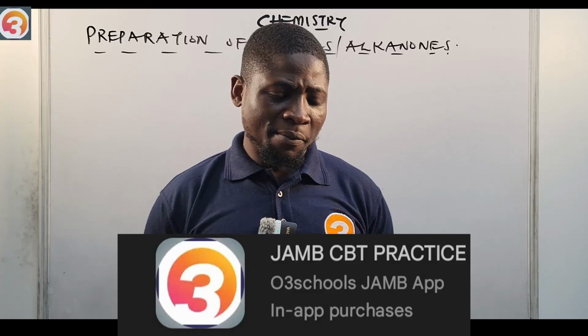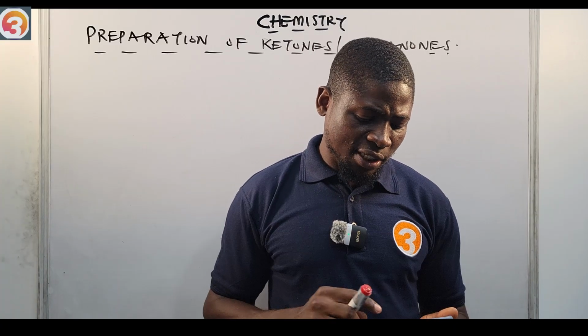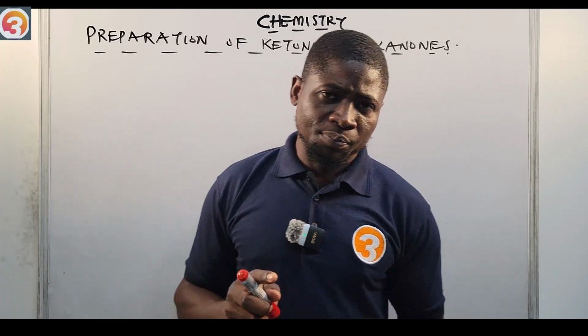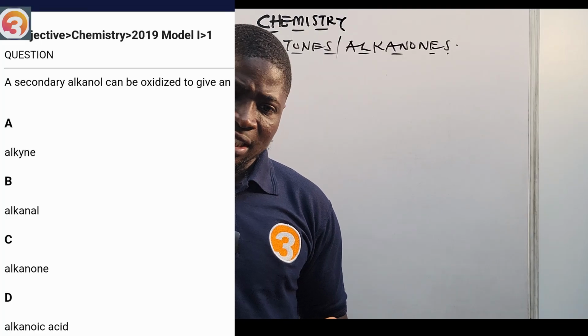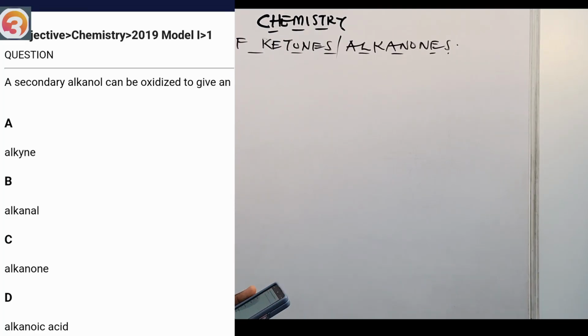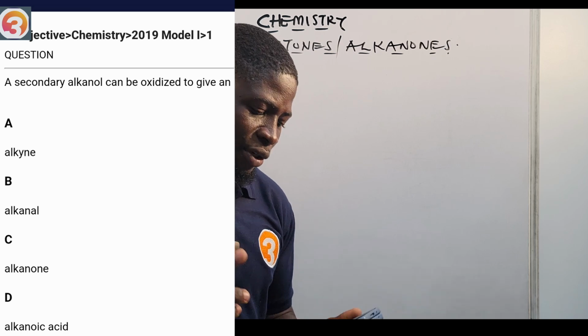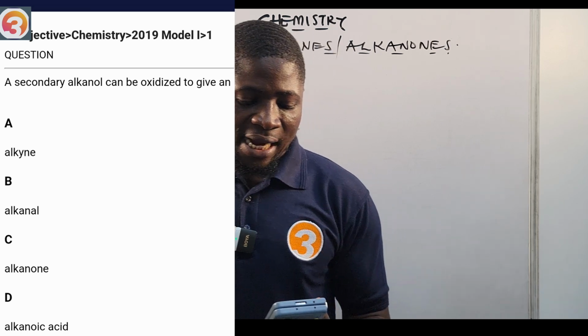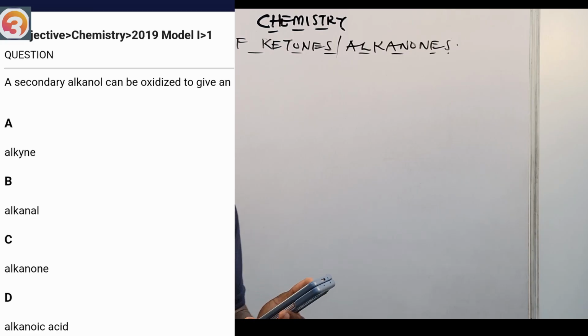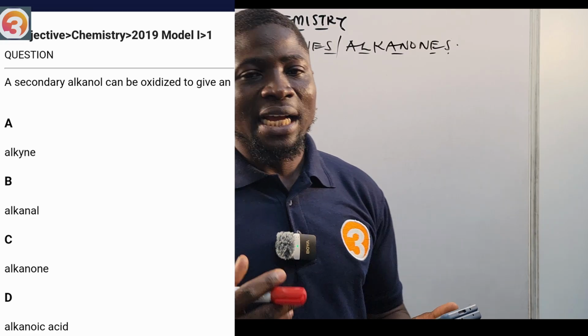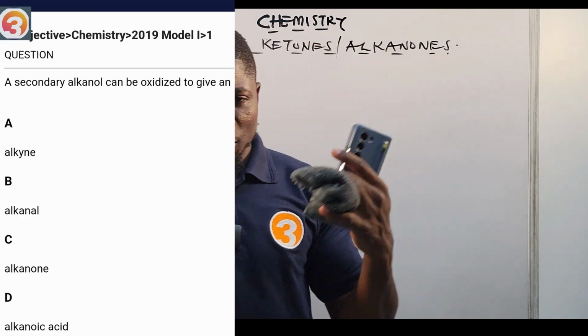Before I talk about the app in a moment, let's see a question from the app relating to this. This is a 2019 question, number 1 from JAMB. It says, a secondary alkanol, it is being displayed on the screen right now, can be oxidized to give: A, alkyne; B, alkanal; C, alkanone; D, alkanoic acid. So we'll be back to this question.